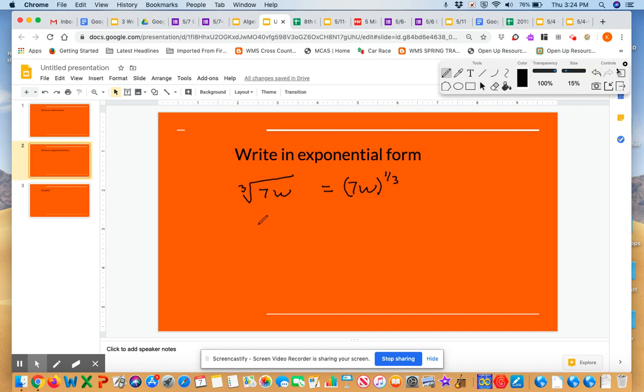Okay, how about this one? I have a fourth root, this time of 3m. Well, I can write that as 3m to the 1/4 power. That's all it is. And just like the ones before, remember the denominator is the root. This is the fractional exponent form, also known as exponential form. This is the radical form.